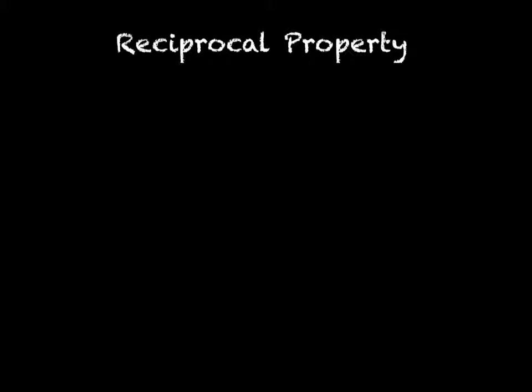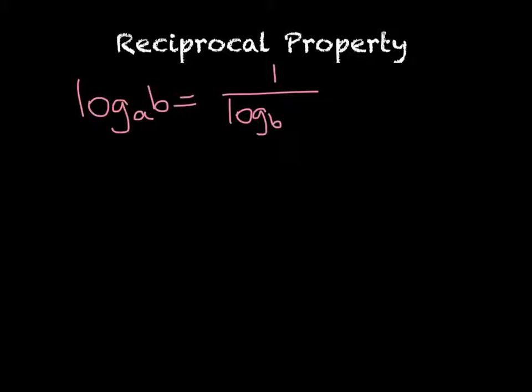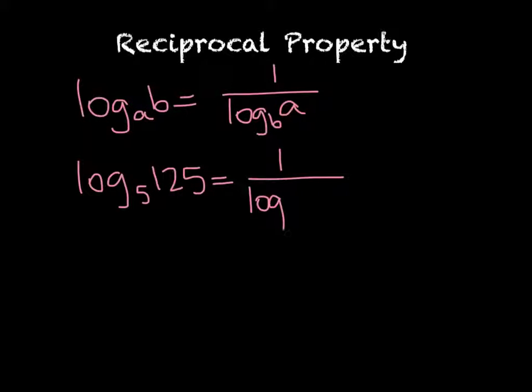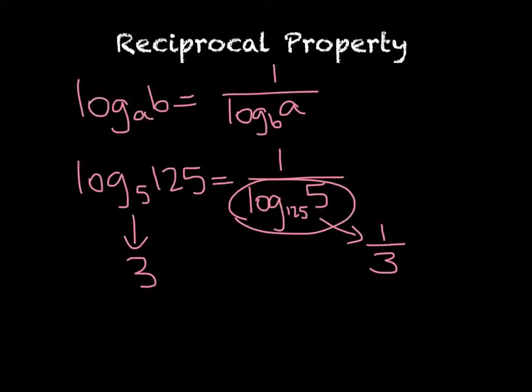Another property that derives from these is the reciprocal property, which says that the log base a of b is equal to 1 over the log base b of a. So, for example, the log base 5 of 125 is equal to 1 over log base 125 of 5. And that makes sense because this number is equal to 3, whereas this number is equal to 1/3. They're reciprocals of each other.